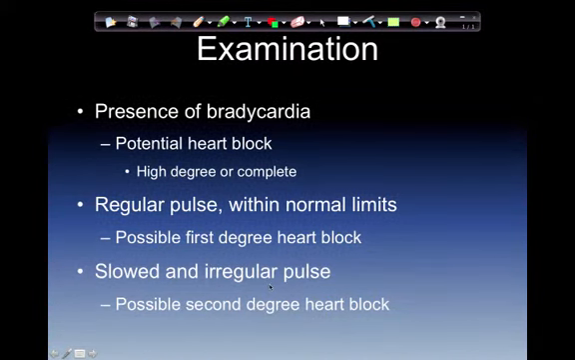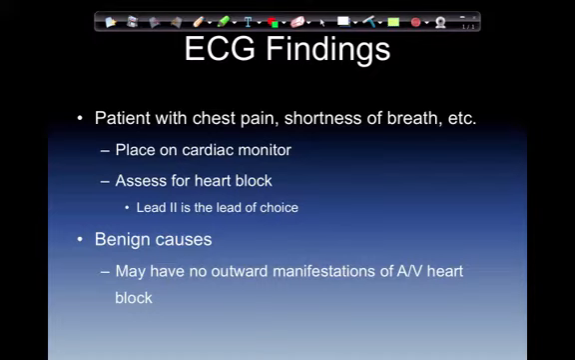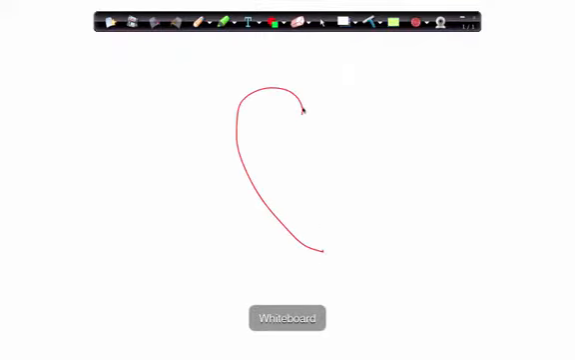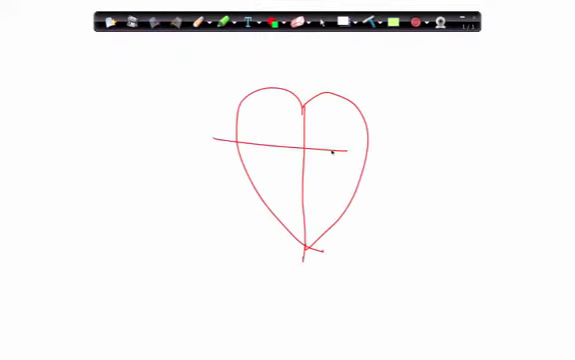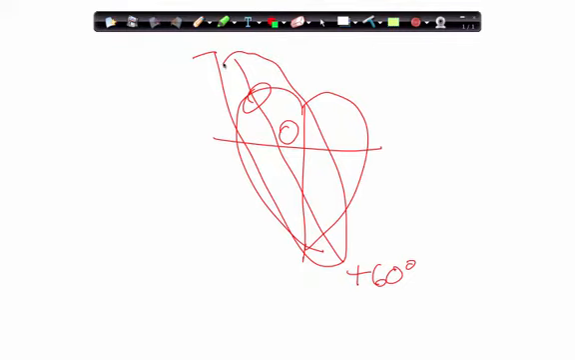EKG findings, patients with chest pain, shortness of breath, etc., and this would be all of our chest pain symptoms: diaphoresis, chest pain, shortness of breath, radiating, nothing makes it better or worse. Place them on a cardiac monitor, assess for a heart block. Lead 2 is the best choice. The reason lead 2 is the best choice is because it looks at the entire conduction system, and it looks at the appropriate angle. Negative electrode. So we're going to see the heart block the best by something that's looking at the entire picture.